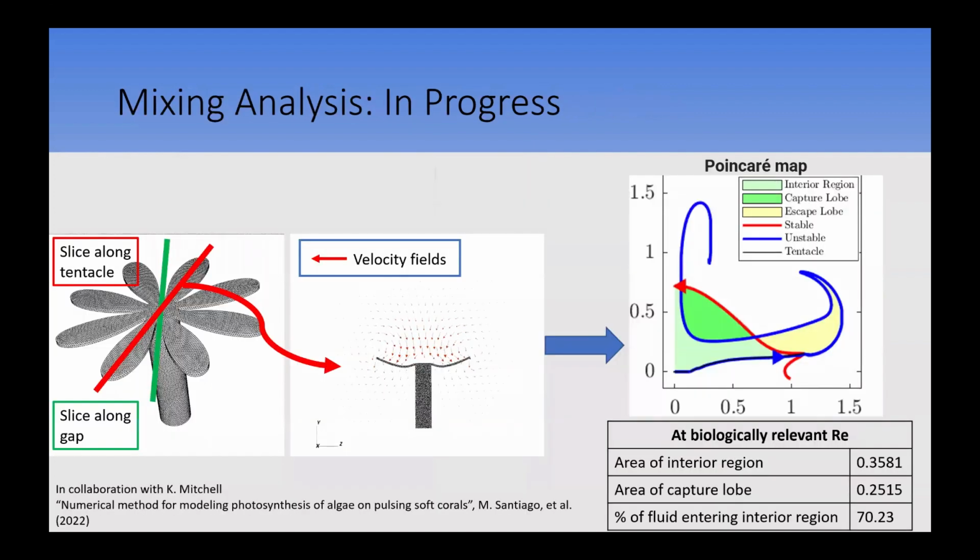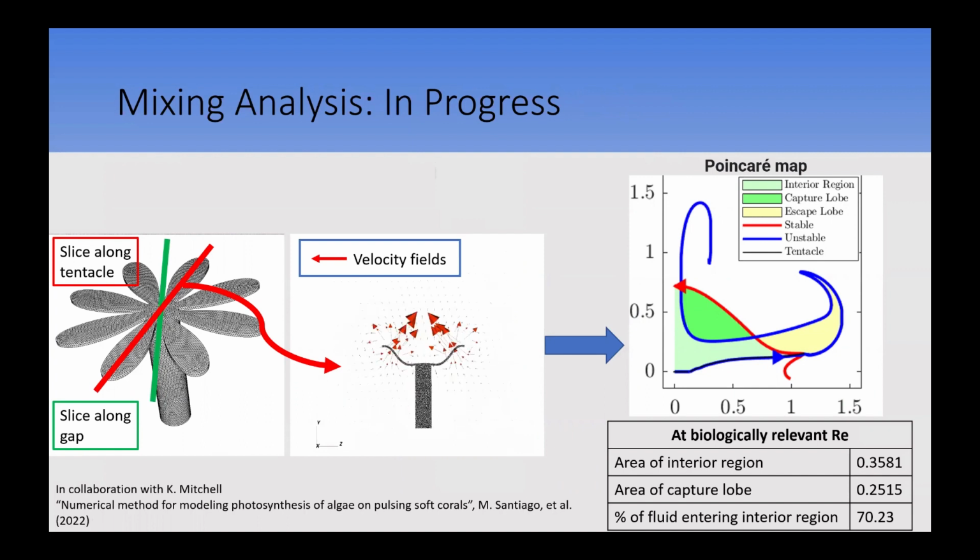In addition to looking at the full 3D simulation fluid flow, we'd also like to look at 2D slices of the full 3D simulations. Since the coral is axisymmetric, we can look at the slices along the tentacle and along the gap to get a full picture. This video here shows our velocity fields taken from a slice along the tentacle. And again, we're seeing similar to the last video that when the coral is contracting and moving up, our velocity fields are moving in that direction. And when it's expanding, the velocity fields are moving down.